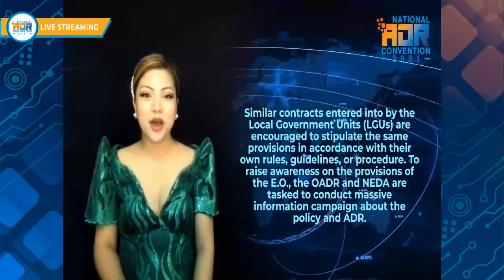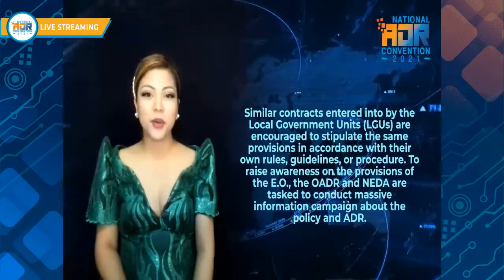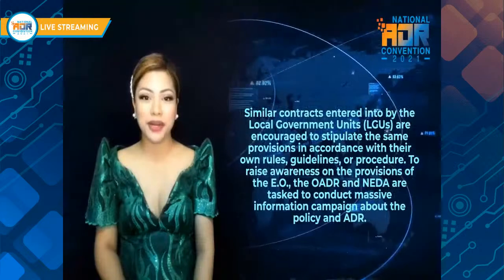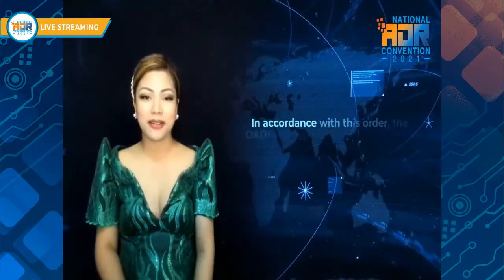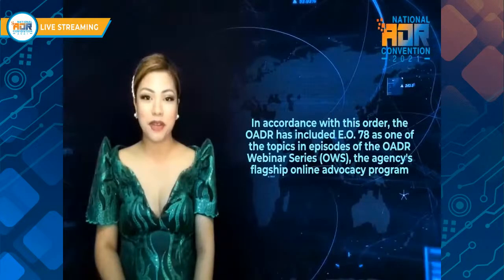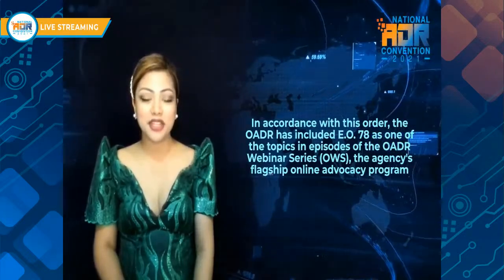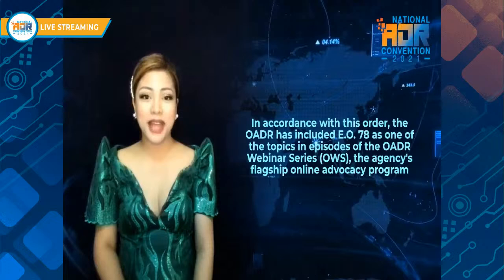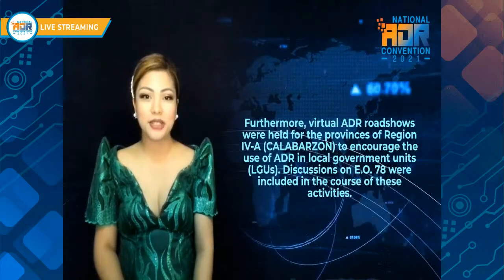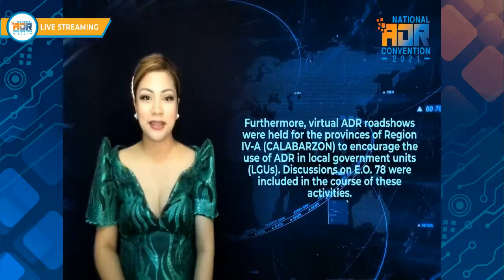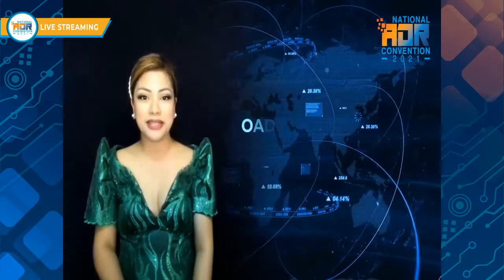To raise awareness on the provisions of the executive order, the OADR and National Economic and Development Authority are tasked to conduct a massive information campaign about the policy and ADR. In accordance with this order, the OADR has included Executive Order Number 78 as one of the topics in episodes of the OADR webinar series, the agency's flagship online advocacy program. Furthermore, virtual ADR roadshows were held for provinces of Region 4A to encourage the use of ADR in local government units. Discussions on Executive Order Number 78 were included in the course of these activities.